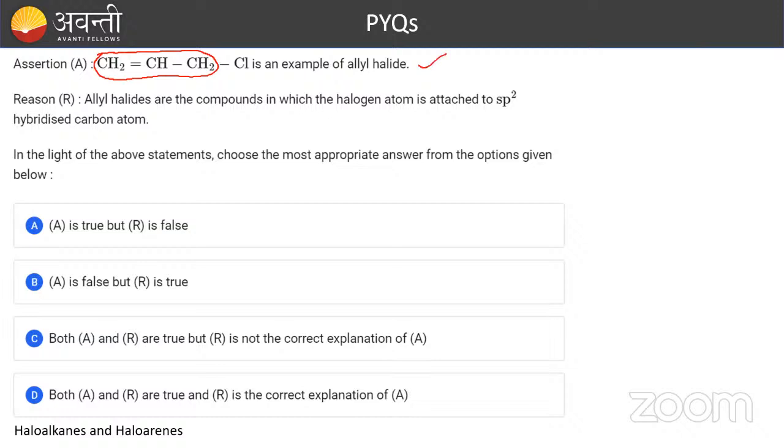So it is correct. And the carbon to which the halogen is attached has only single bonds, right? Single bonds means it is sp3 hybridized. The halogen atom is attached to an sp3 hybridized carbon and not sp2. So the assertion is true, but the reason is false. That's why option A, which you guys have told, is exactly the correct answer. Okay, very good. I'll go for the next question.